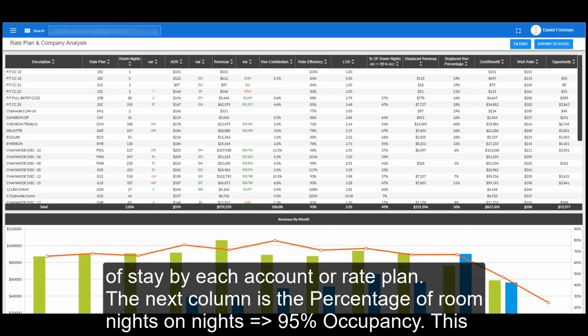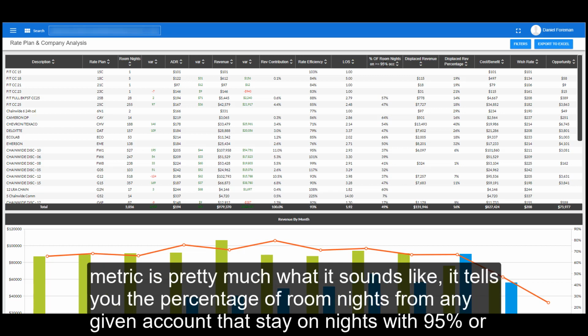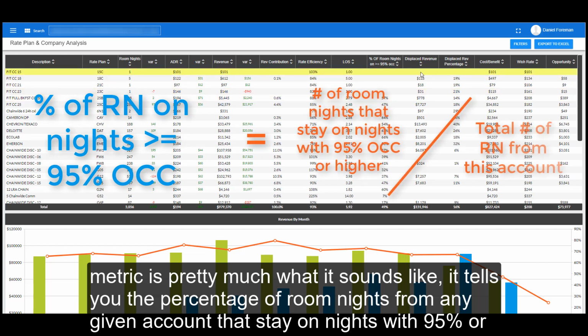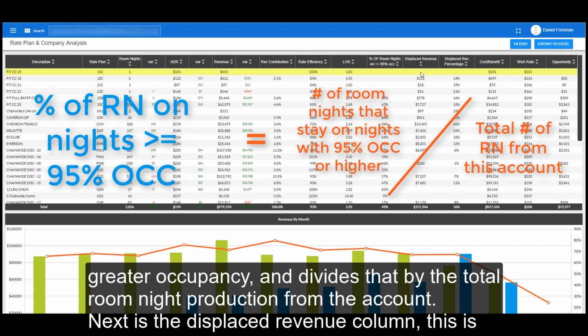The next column here is the percentage of room nights on nights that are 95% or higher occupancy. And that one is pretty much what it sounds like. It tells you the percentage of room nights from the particular account that stay on nights with 95% or higher occupancy, divided by the total room night production from the account.